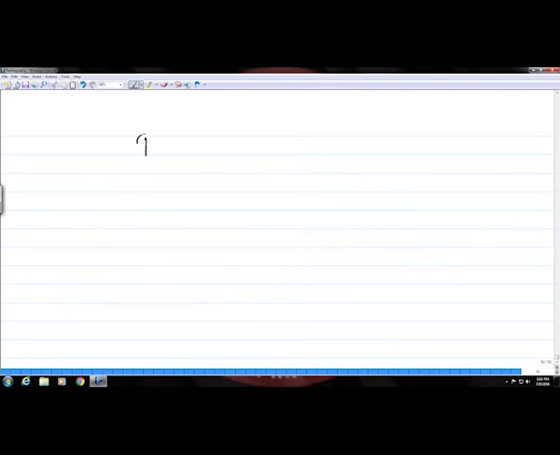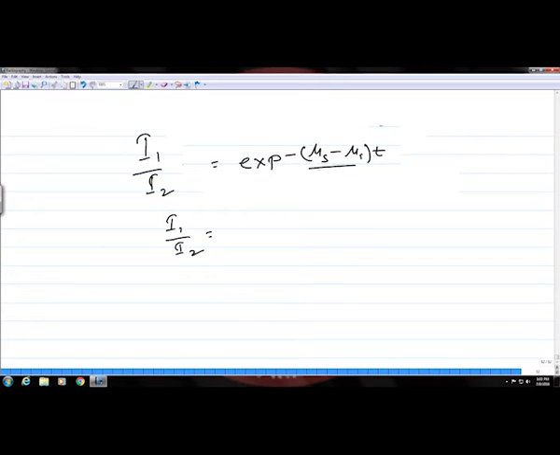So, this will give you, leaving behind finally, this expression. You can see here that this I1 by I2 is primarily the difference between the absorption abilities of the material and the defect, and the thickness of the defect.